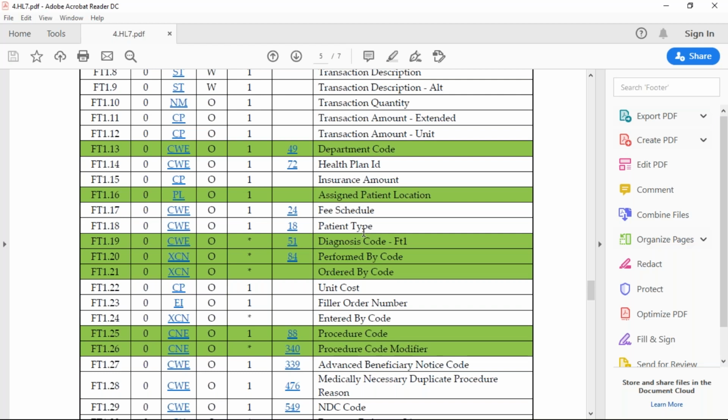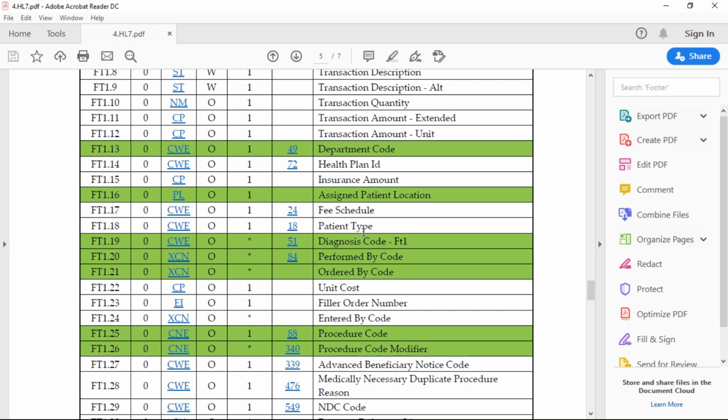Then FT116 will have appointment related location. So whatever we have sent in AIL or PV13, basically the appointment location, that information will be sent in FT116. Most of the times you will see this field information being communicated as place of service. Basically the place where the service is being provided to the patient.